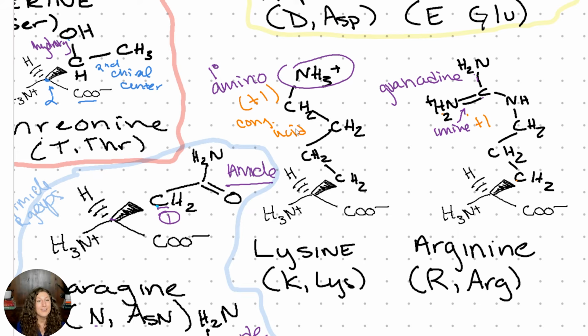So we have a primary, terminal amino group on lysine. We've got this funky guanidine group for arginine. Both of them will be positively charged conjugate acid forms at physiological pH.